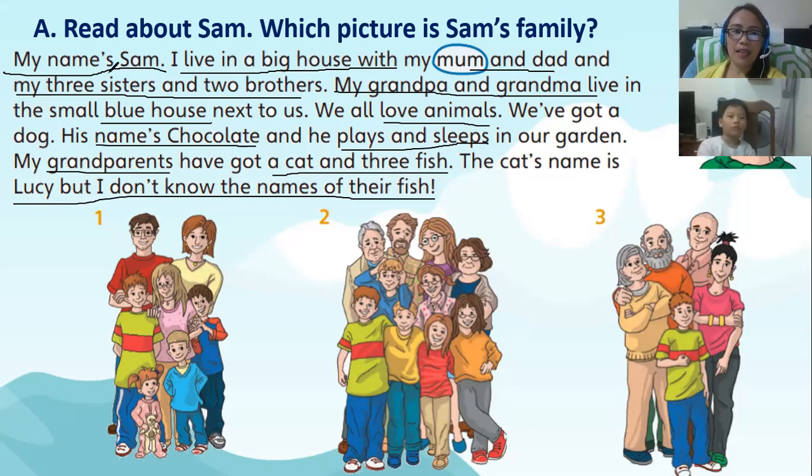Okay, Dang, let's try to read it again. My name is Sam. Mom and Dad. Sisters. Brothers, with S, baby. Grandpa, grandma. Small blue house. Animals. Chocolate. Plays and sleeps. Plays, baby.